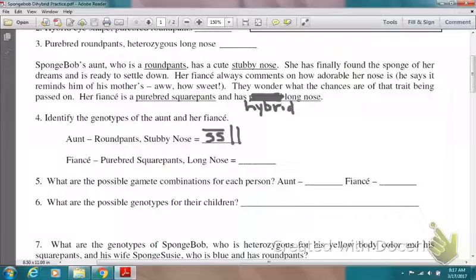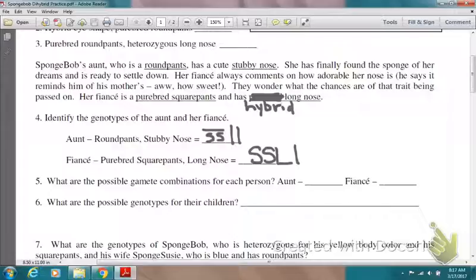Okay, we know that it's not going to be purebred long nose. It's heterozygous long nose, but purebred square pants. So what would he be for purebred square pants? Okay, he's going to be big S, big S, and big L, little l for nose.